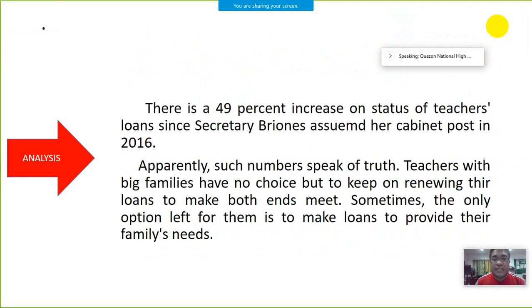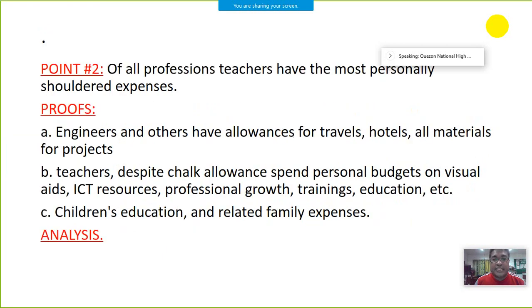Those are the proofs. Then the analysis. What comes out in the analysis is a 49% increase in the status of teachers' loans since Secretary Bunis assumed her cabinet post in 2016. The implication is that teachers with big families have no choice but to keep on renewing their loans to make both ends meet. Sometimes the only option left for them is to make loans to provide for their family's needs.